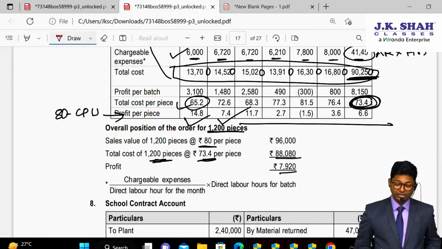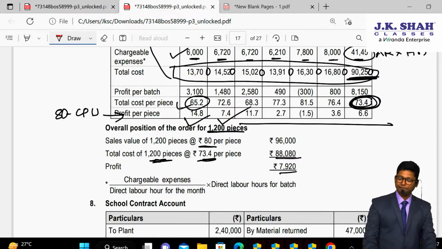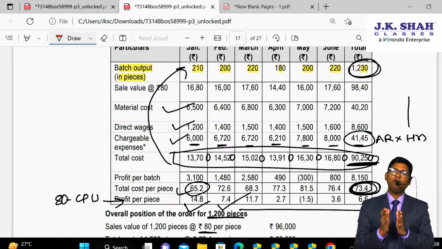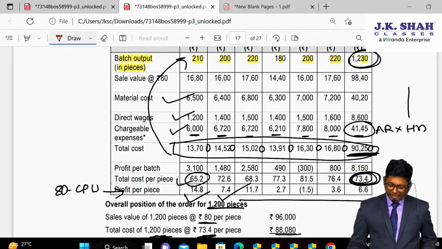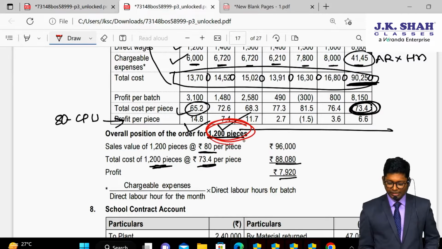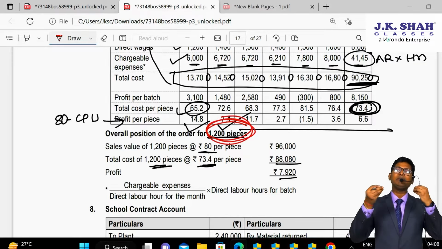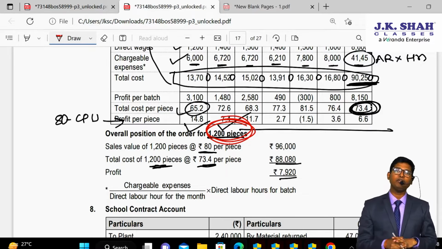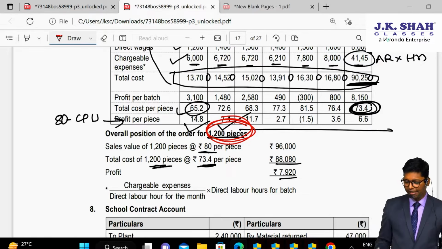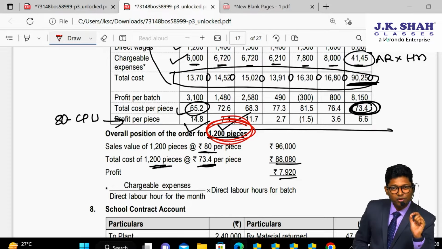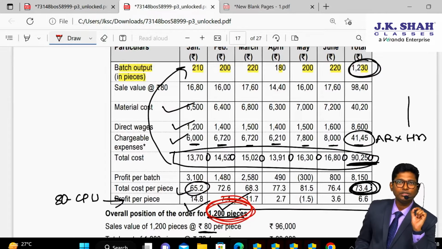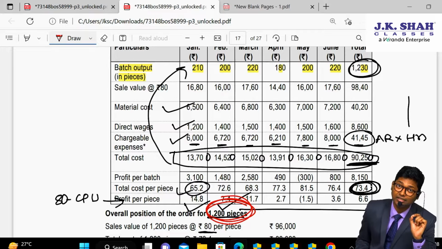Sir, what is the difference between first and second part of solution? In first part of solution, we computed profit and cost batch wise, and it meant we prepared for the entire order. When someone is placing order of 1200 units all together, then what will be the total profit is shown here, and this is the end of the sum. The same question, when you remove 110 from all the calculations, is there in your textbook of JK Shah Classes.